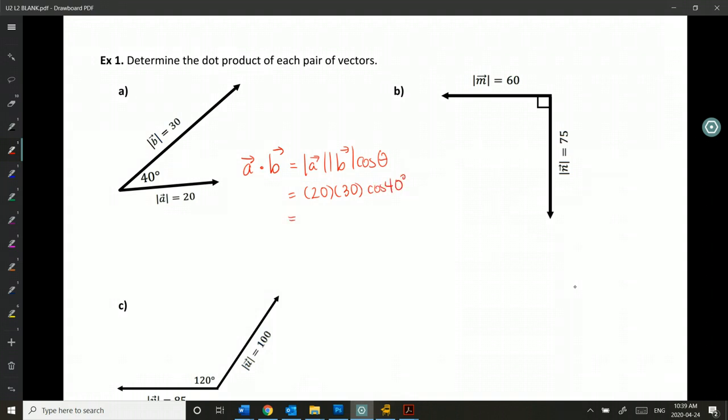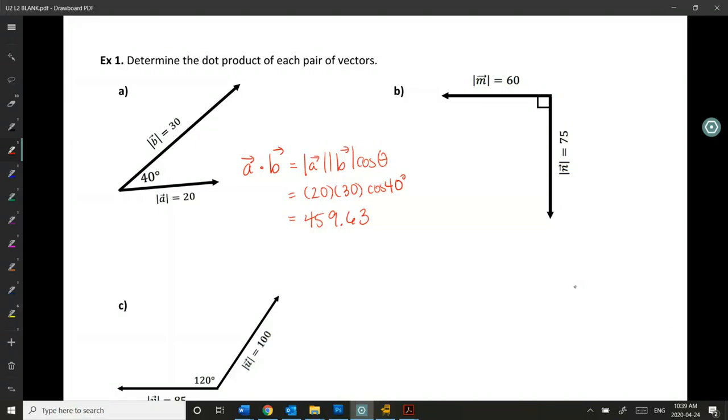So let's enter this together in our calculators. And you should find out that you get about 459.63 here. Okay, and remember, this isn't a vector quantity, this is actually a scalar quantity. So it just kind of shows us the result of how these vectors work together.